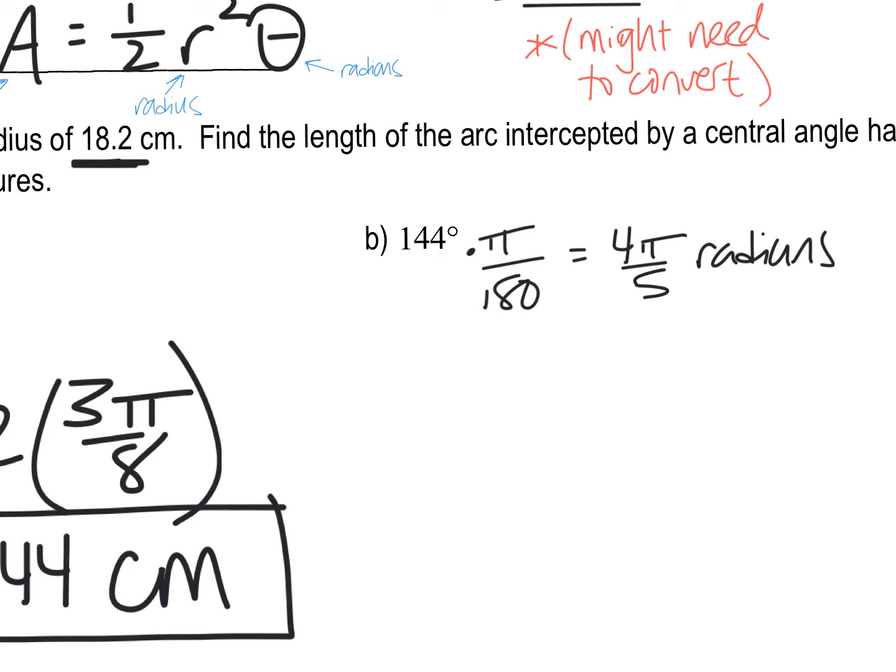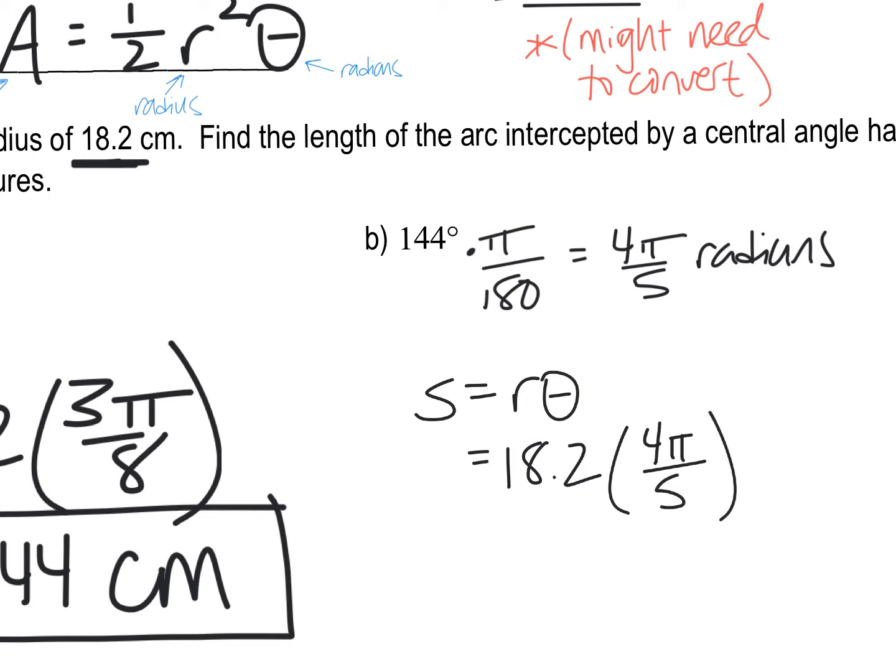So again, I'm just going to use the same formula. It's a very simple formula, S equals R theta. My radius is still the same, 18.2 for the whole problem. And I'm using 4 pi over 5 radians. And in this case, again, using the pi button since our radius is a decimal already, and rounding to 2 decimal places, 45.72 centimeters.